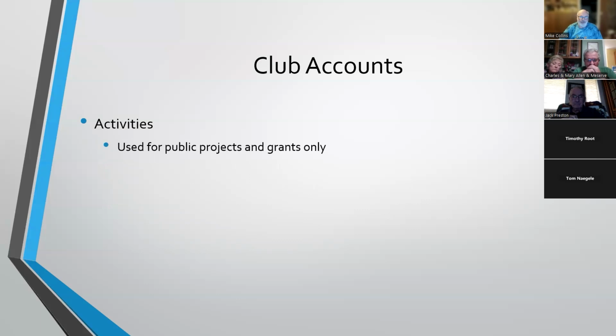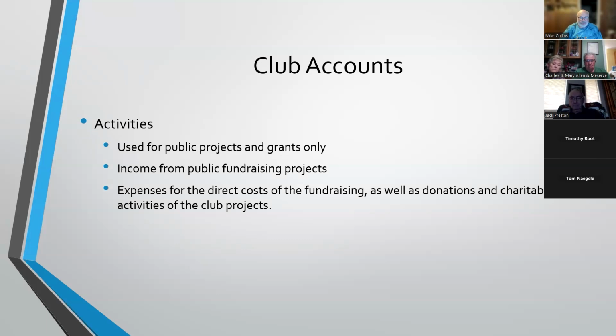Anyway, activities are used for public projects and grants, gifts to organizations, et cetera. Public fundraising projects, that's all public money. And Lions dictates you can pay for direct costs of fundraising. In other words, let's say you do a raffle, so paying for the raffle tickets is an acceptable expense out of activity.